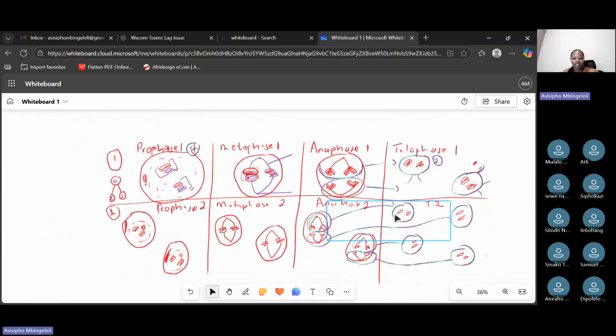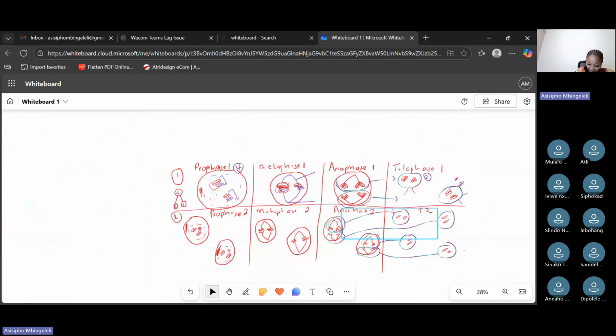I'm trying to get space. So we started with a parent cell. My brain is shutting down.